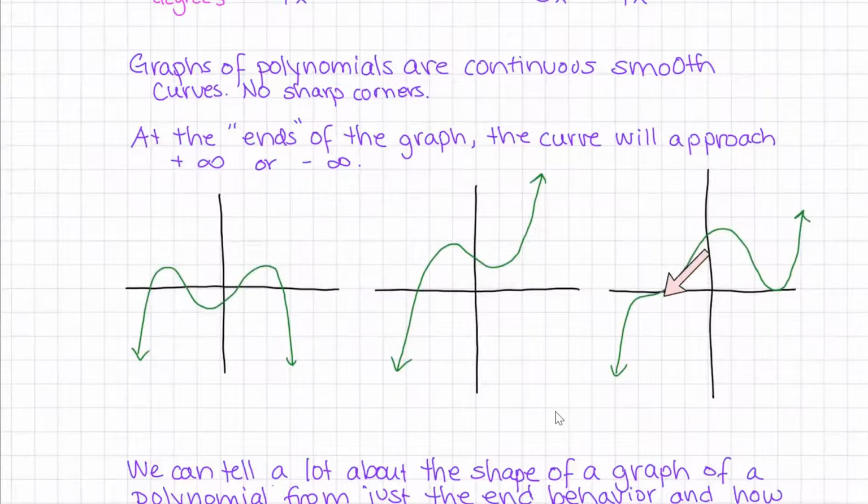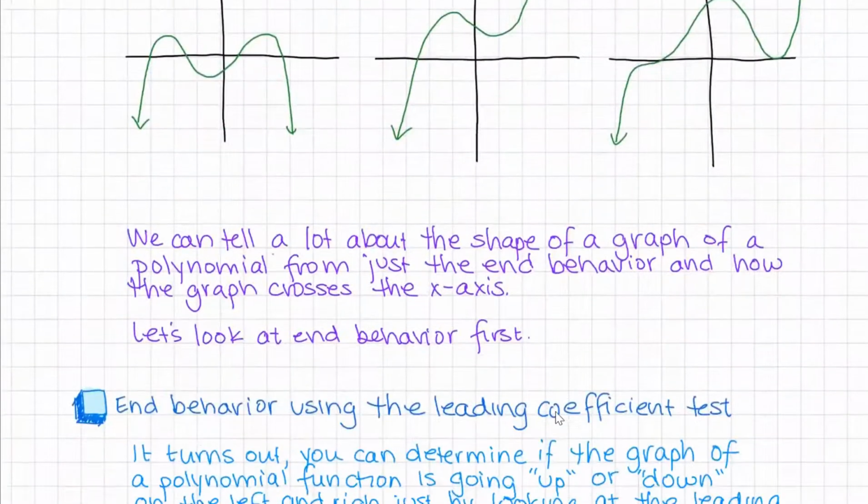Is it doing something like this, where it kind of just flattens out for a brief moment and then comes back up? We call this terracing. Or maybe it bounces at the x-axis. So how can we determine all of that when every polynomial is so different? And so that's what we're going to focus on today. So any questions about that? Okay, it's actually pretty easy, believe it or not.